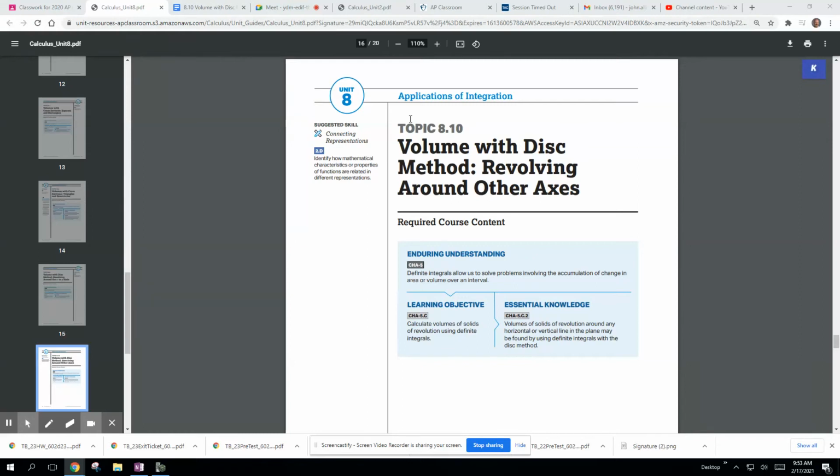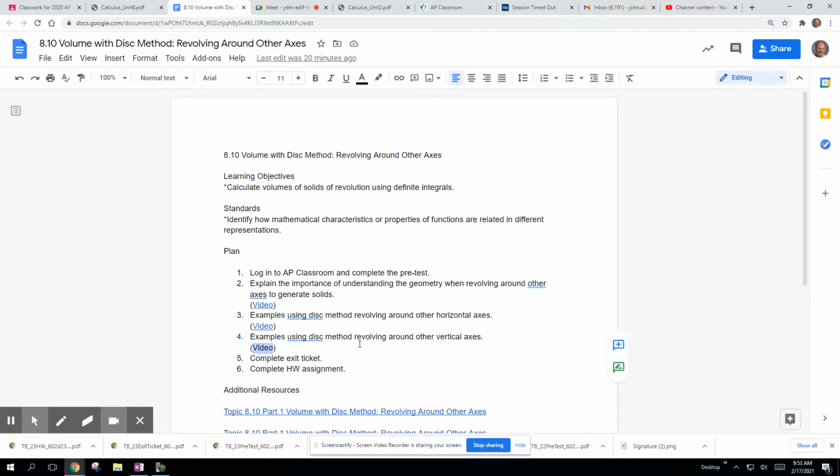Okay, we're back for part 3, lesson 8.10, AP Cal curriculum, volume with disk method revolving around other axes. This time we're going to do a video with a couple examples revolving around other vertical axes besides the x-axis or the y-axis. Mix it up every time I say it.